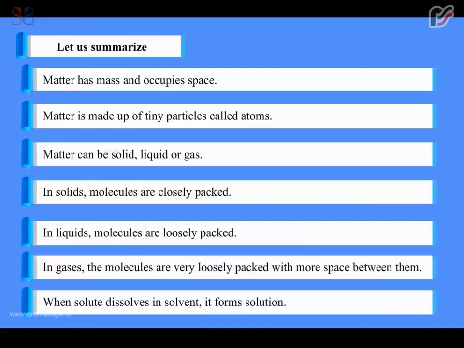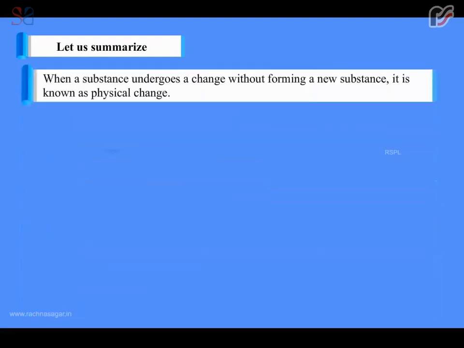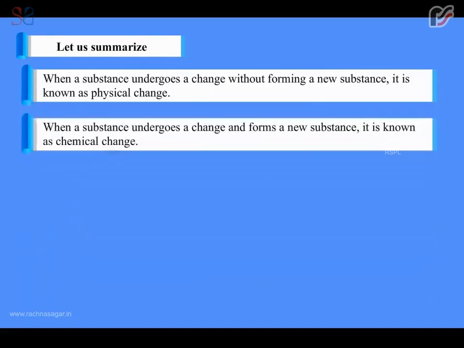When solute dissolves in solvent, it forms solution. When a substance undergoes a change without forming a new substance, it is known as physical change. When a substance undergoes a change and forms a new substance, it is known as chemical change.